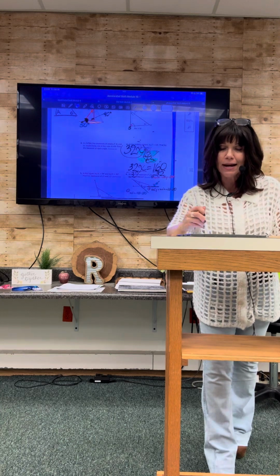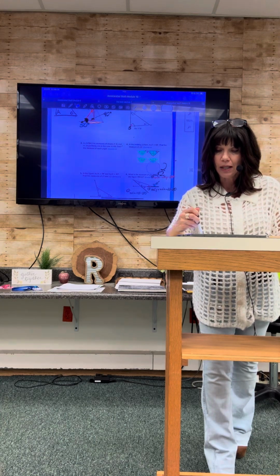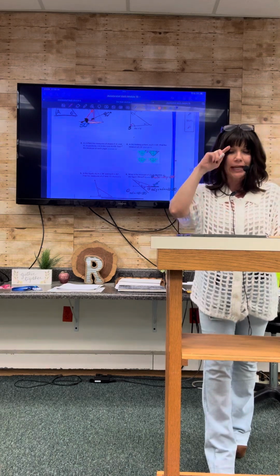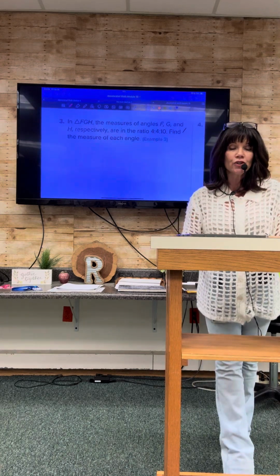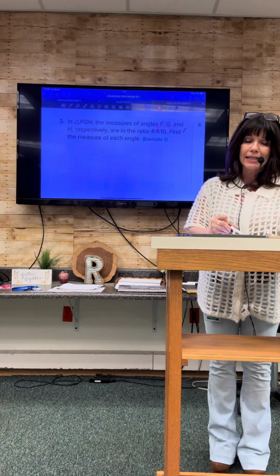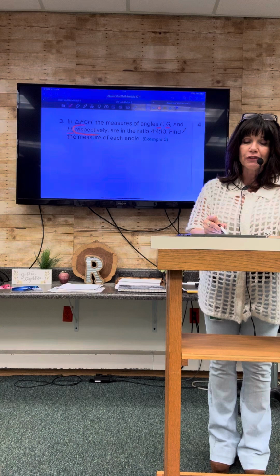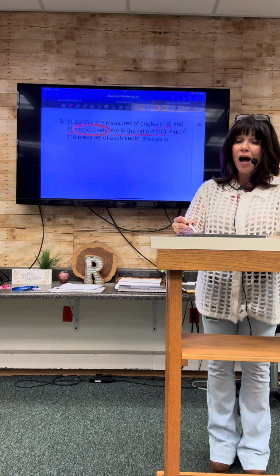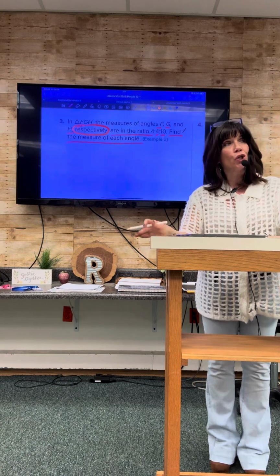Let me guide you to another one I need to talk about a little bit because I'm already very much aware of a couple other tricky items. On item number 3, when they say in triangle FGH, the measures of angles F, G, and H respectively are in the ratio 4 to 4 to 10. Find the measure of each angle.